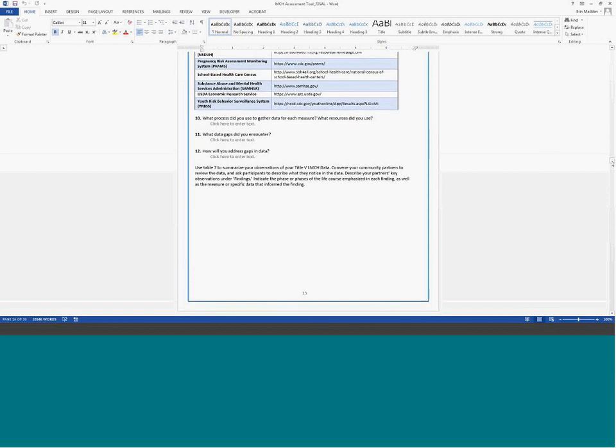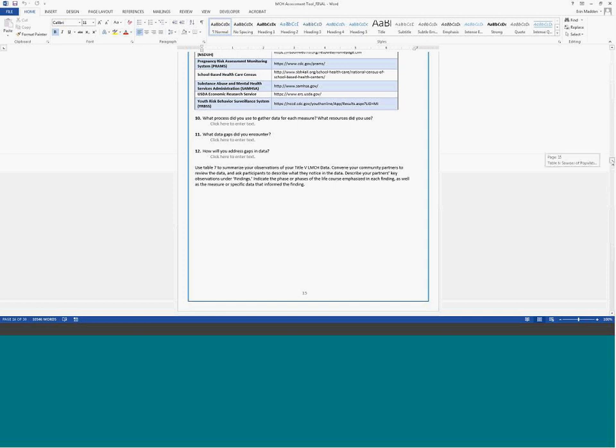The first section of this actually talks about the health status assessment, and you're asked to answer a couple of questions. What process did you use to get your data for each measure? What resources did you use? What data gaps did you encounter? And how will you address gaps in your data?